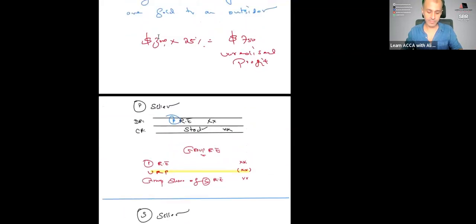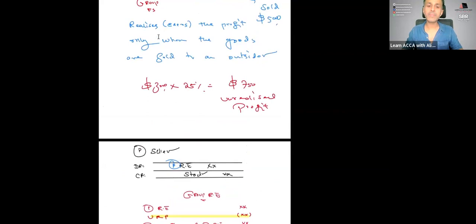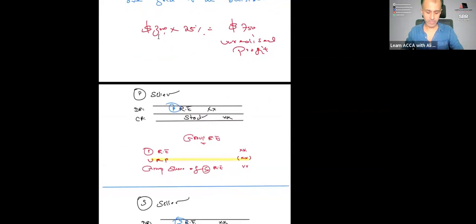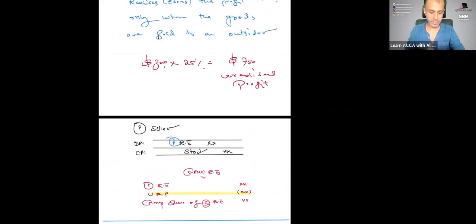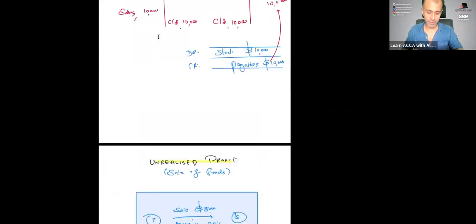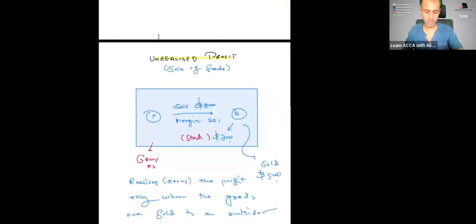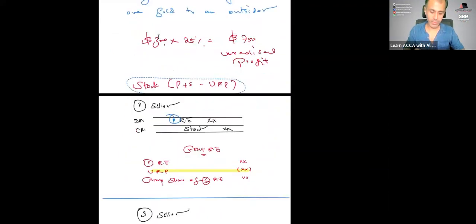Regardless of who has been the seller, crediting the stock will take the same treatment. And that treatment will be: P plus S minus the unrealized profit. Just the way you people have performed intra-group cancellations from the figures of receivables, banks, and payables, the same way stock will be one of the components where you just subtract the URP. Regardless of who has been the seller, that treatment will be the same.